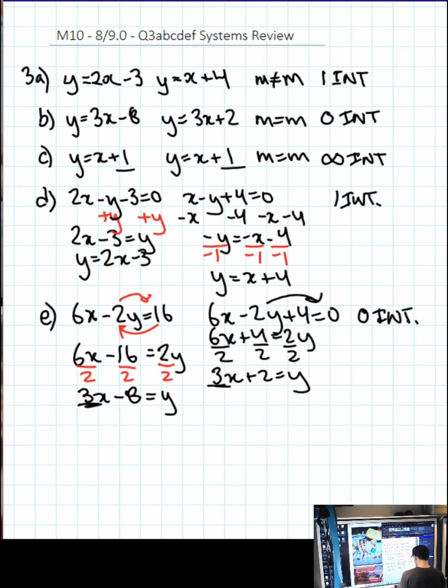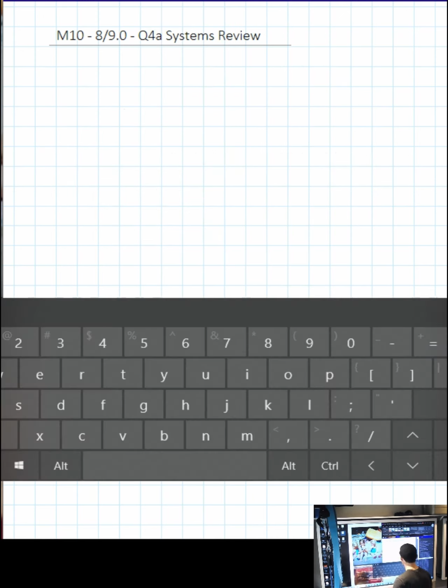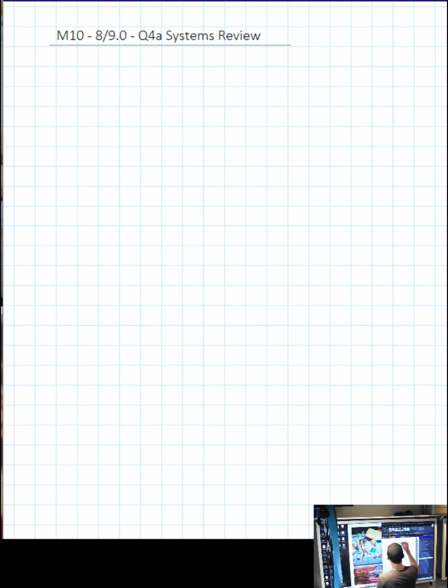Okay, so ABC, that's all the different types. We can have 1 intersection, 0 intersections if they're parallel, infinite intersections if you solve them to be the same line. And those are the 3 different cases we're going to have. Okay, we have 4a.